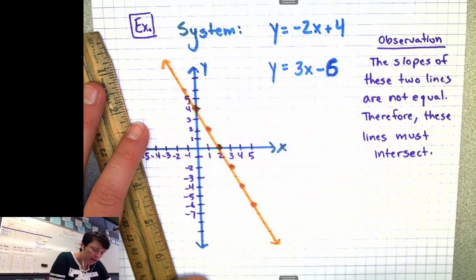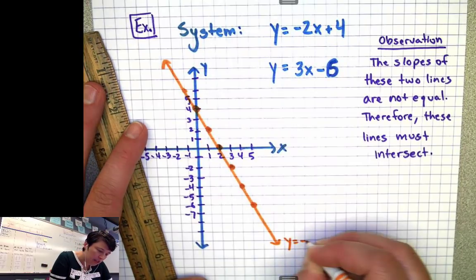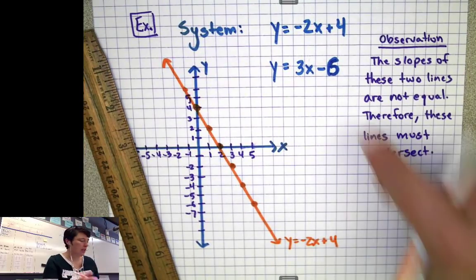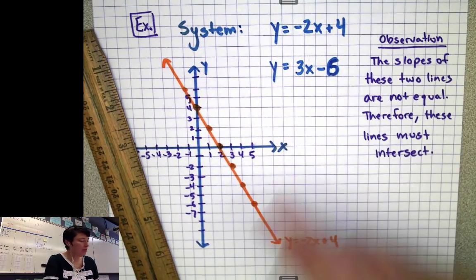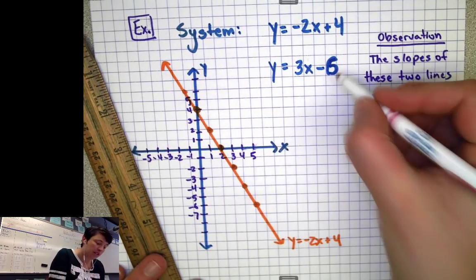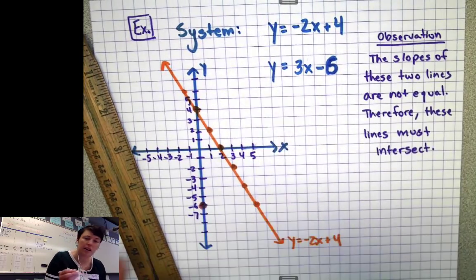Label it down by the arrow that this is the y equals negative 2x plus 4 line. And then I'm going to get the second line on there, which is y equals 3x minus 6. So 3x minus 6 means I have to start at minus 6, which is way down here on the y-axis.